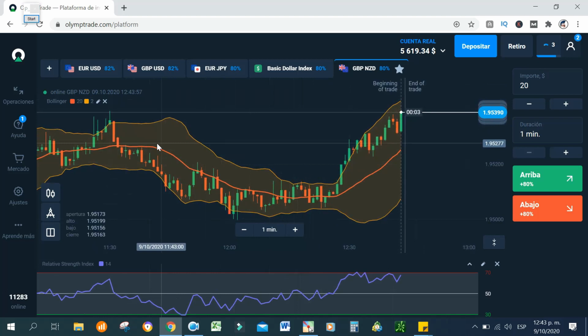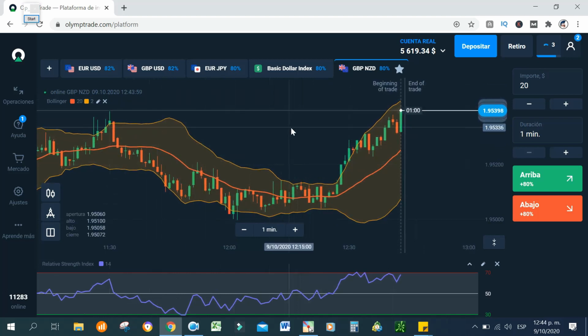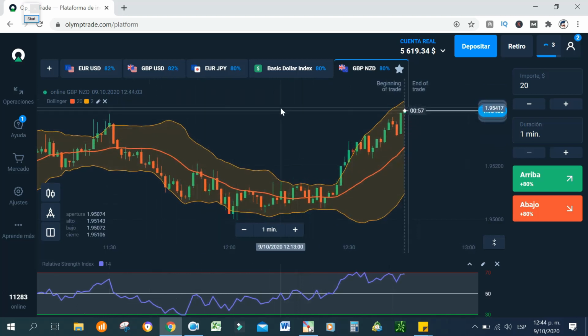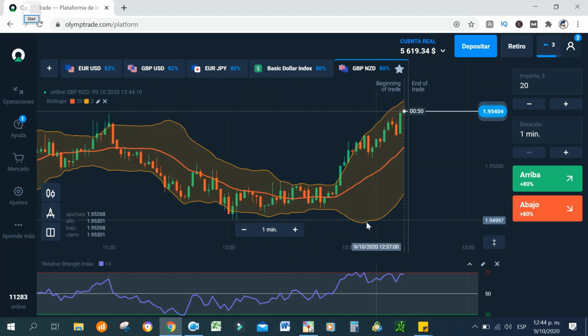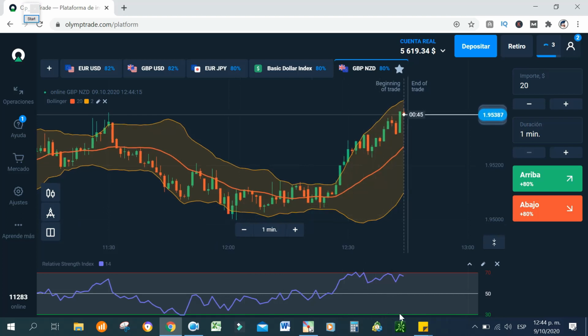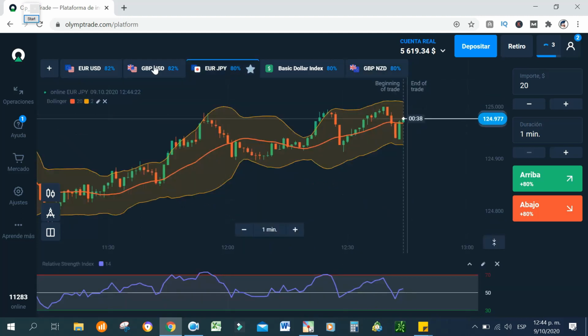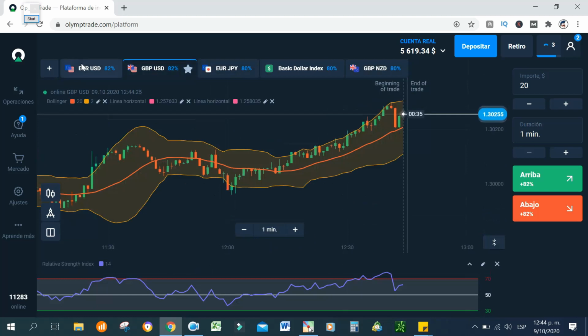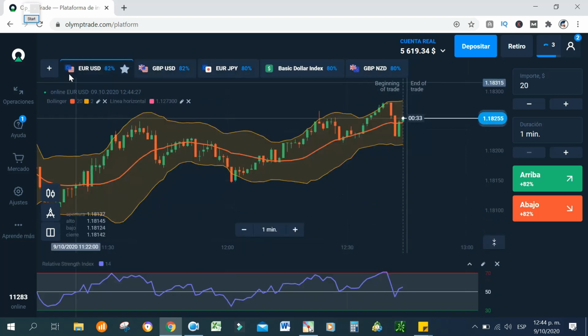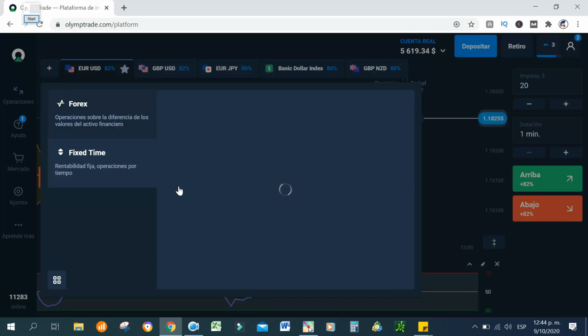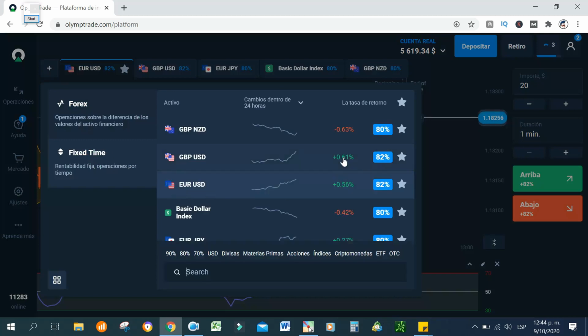Okay, so if the market is in range, whenever it touches the upper line, we can make a put option. I mean, we can make a sell. Whenever it touches the below line, I mean the down line of the Bollinger Band, and it reaches this green line of the RSI, we can make a call option. Okay, so let me check. We can check another pairs just to see if it's giving us an opportunity.